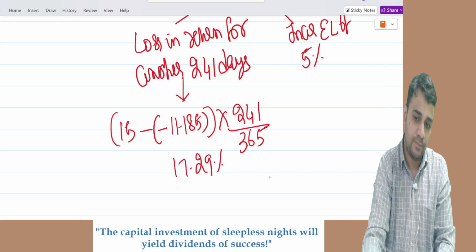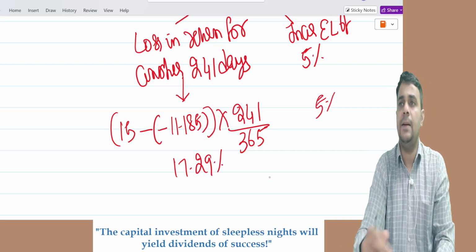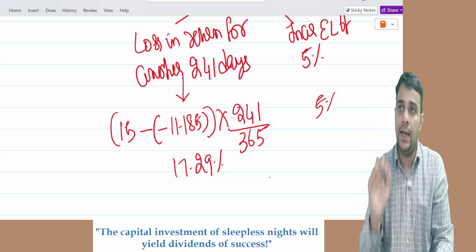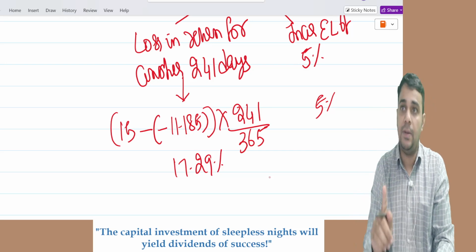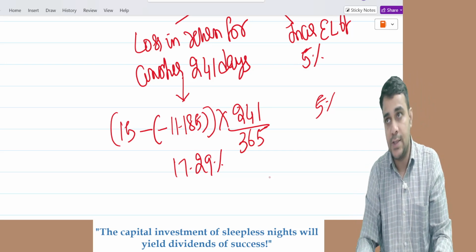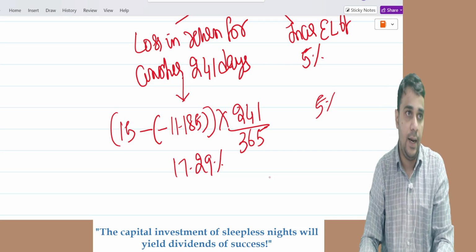17.29% versus 5%. Please go ahead and incur 5%. Exit this immediately. First fund also exit is needed, but after 65 days. After 65 days, go ahead and exit. Clear? Any doubts on this?